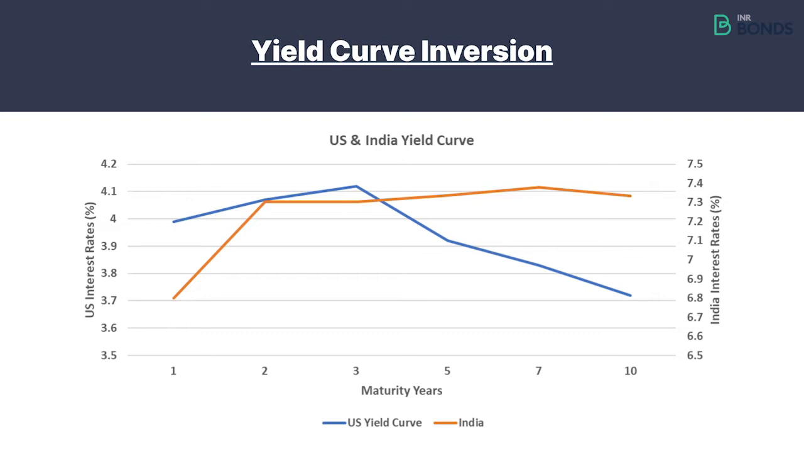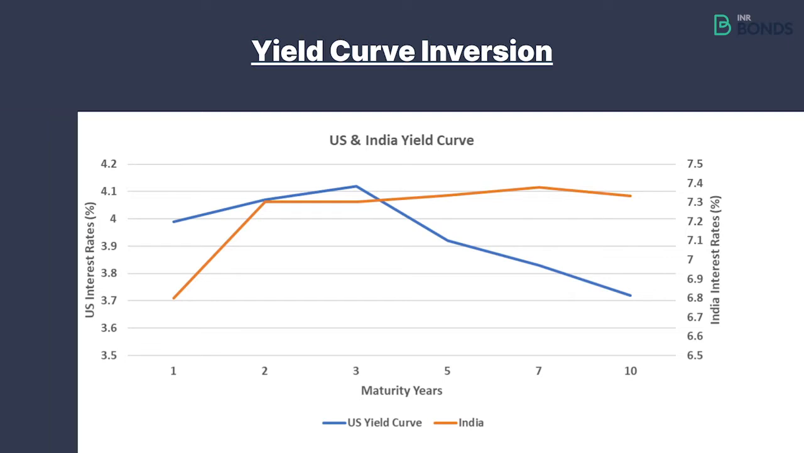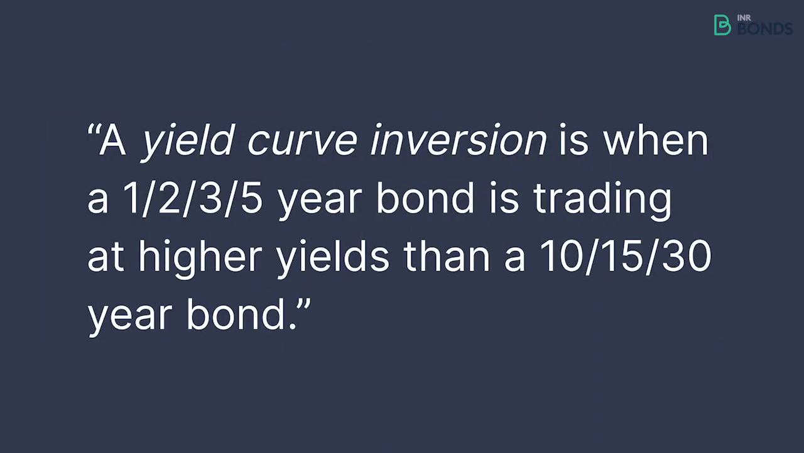What is yield curve inversion? Do people know what is yield curve inversion? Very simply put, a yield curve inversion is when a 1 year or 2 year or 3 year or 5 year bond is trading at higher yields than a 10 year or a 15 year or 30-year bond. So in the US, the 2 year US Treasury yield is trading higher than the 10-year Treasury yield, and this is giving rise to noises on recession fears in the US.